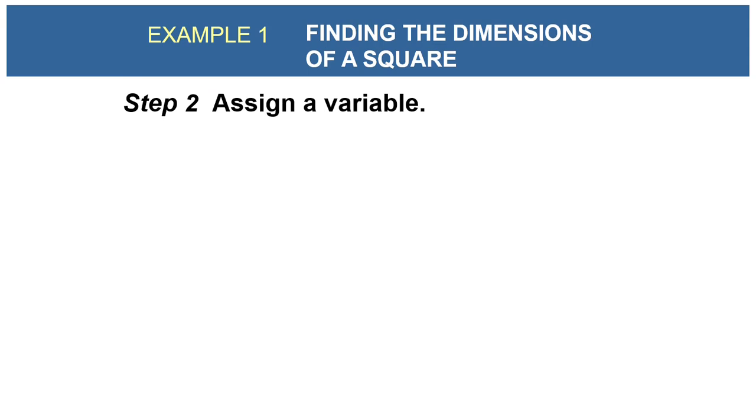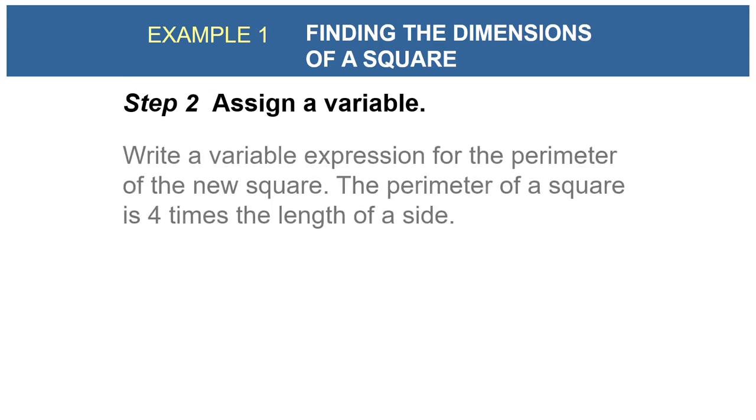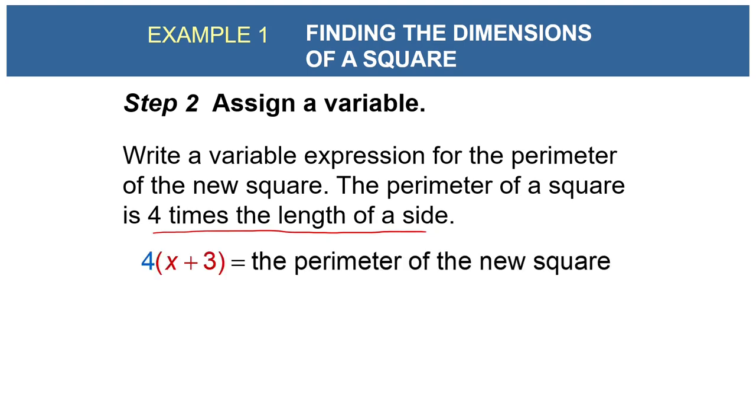Now we write a variable expression for the perimeter of the new square. The perimeter of a square is 4 times the length of a side. I want you to recall the perimeter of a square is 4 times the length of a side. So we're going to take one of the sides and multiply by 4. That's how we find the perimeter. So we will take 4 times x plus 3, which is the length of the new square, and that's going to give us the perimeter of the new square.